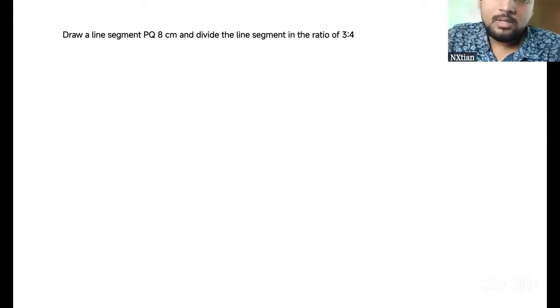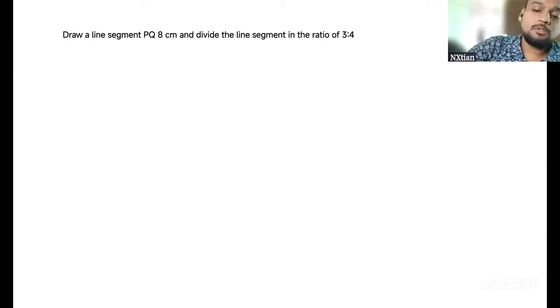Okay, now this is your question. In the previous question no measurement was given for the line segment, but here 8 centimeters is given. So now draw this. The first step is to draw the rough diagram. A rough diagram is important. Okay.